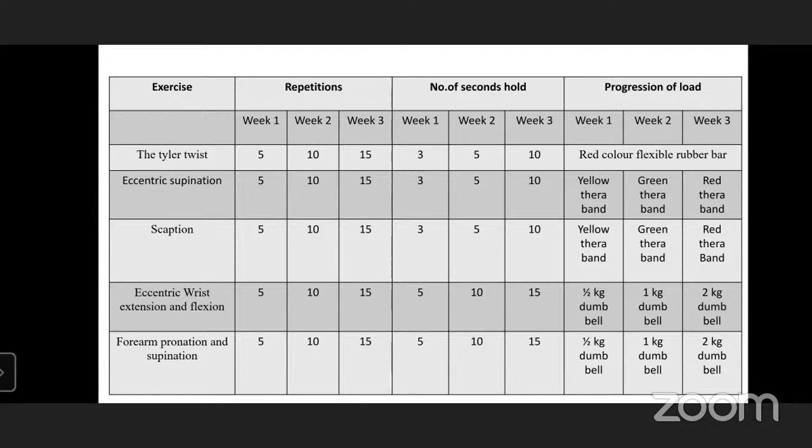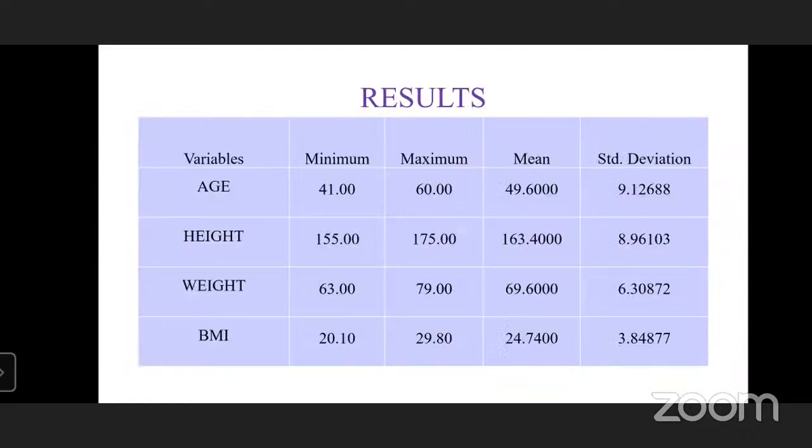And for wrist flexion, extension, and forearm pronation, supination, same number of repetitions from 5 to 15. And the load can be progressed by using 0.5 kg dumbbell in the first week, 1 kg dumbbell in the second week, and 2 kg in the third week. And the results: mean age is 49, the height is 163 centimeters, weight is 69, and BMI is 24.